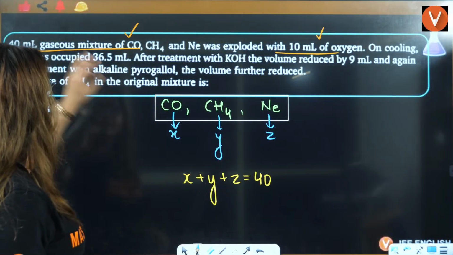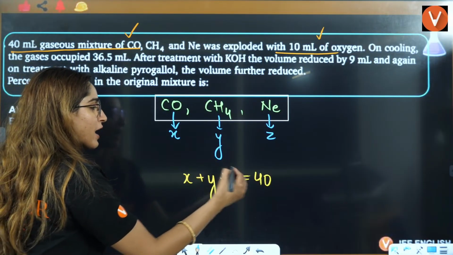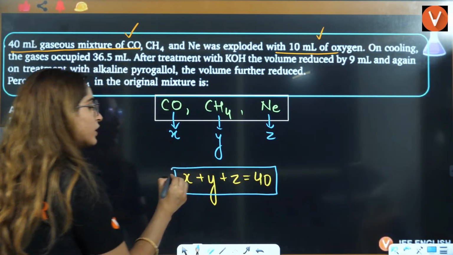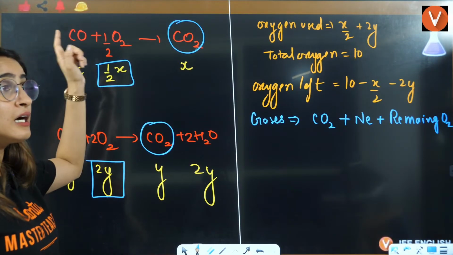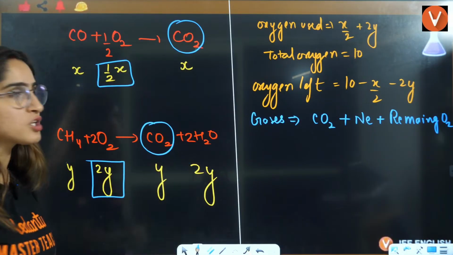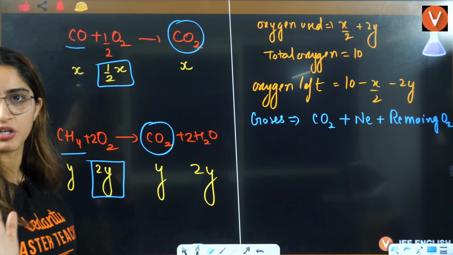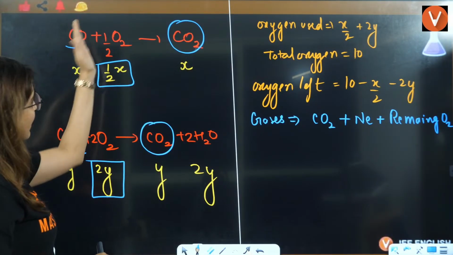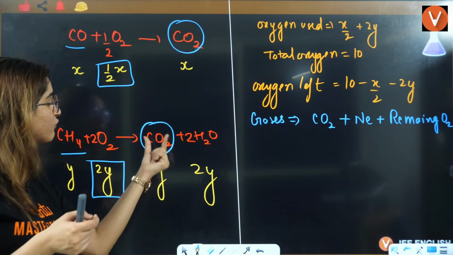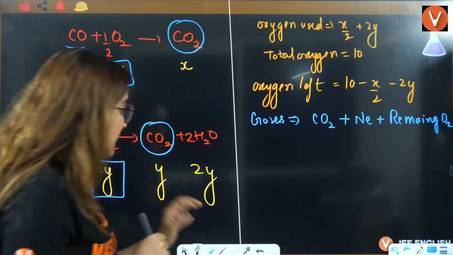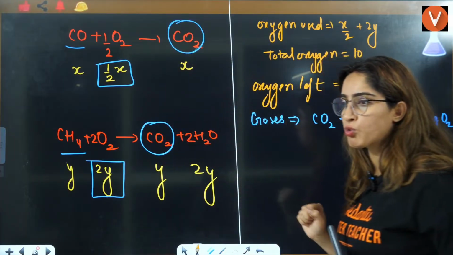Okay. Now they are saying that the gas mixture contains a total of 40 milliliter. That means X plus Y plus Z is 40 milliliter. This they have given you in the question, right? Then they are saying that the gases are treated with oxygen. So after treatment with oxygen, only CO and CH4 can react. This will give you CO2, and this combustion will give you CO2 and water.